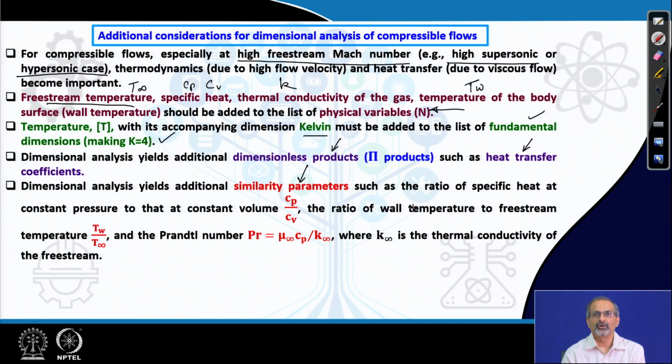such as ratio of specific heat at constant pressure to that at constant volume. So, the gamma, the ratio of wall temperature to free stream temperature, T wall to T infinity ratio, and Prandtl number, mu infinity Cp by k infinity, where k infinity is the thermal conductivity of the free stream. So, these are the additional considerations or additional aspects that one has to keep in mind for performing a dimensional analysis of compressible flows.